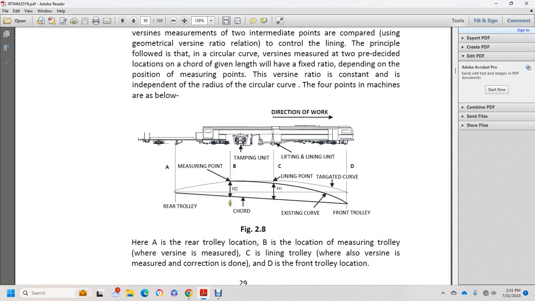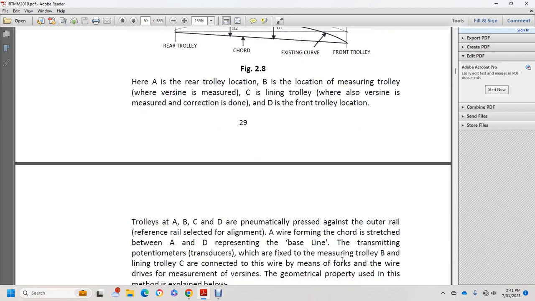Here A is the rear of the trolley, B is the measuring trolley location, and C is the lining trolley, where the first line of measure correction is also done. D is the front of the trolley location. Trolleys at A, B, C, and D are pneumatically pressed against the outer rail, which is the reference rail, selecting the alignment of the wire forming over the cord between A and D, representative of the baseline.